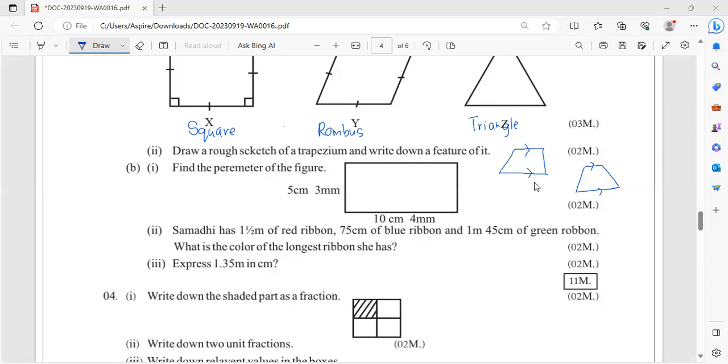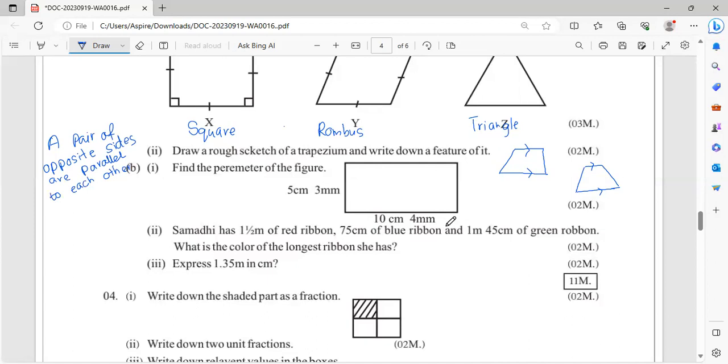It consists of a pair of parallel lines, no? A pair of opposite sides are parallel to each other. A pair of opposite sides are parallel to each other. Find the perimeter of the figure.